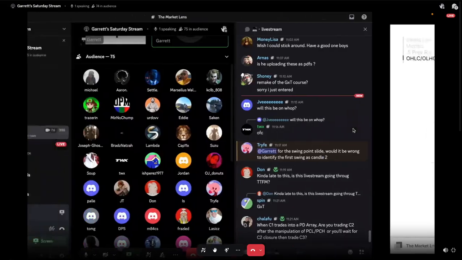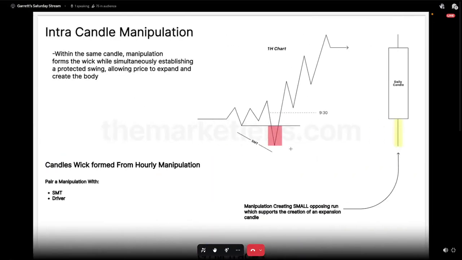Now, this is exactly my GXT ideal profile, where the high and low of the day is formed from manipulation, which forms a protected swing intra candle to trade away from, right? That manipulation, that protected swing forms the actual wick of the day. And obviously after manipulating, you expand, which would form the body, right? And ideally you have a small wick, because you need a small wick to support expansion, and you need expansion away from manipulation. So all these things kind of coincide together, right?